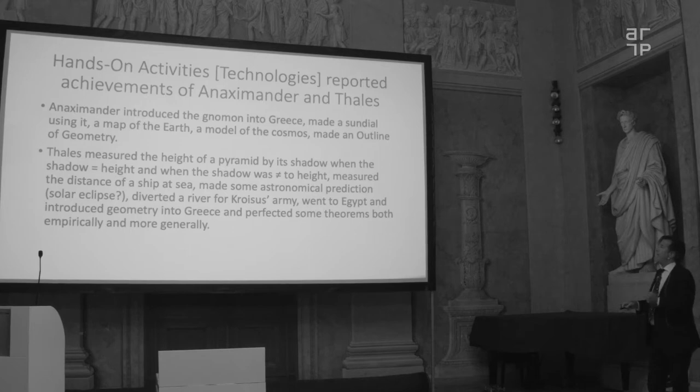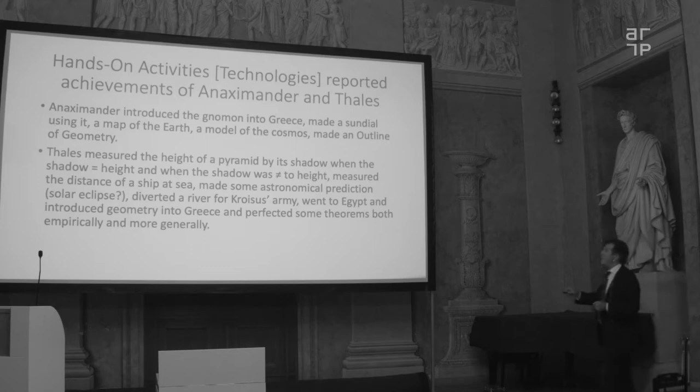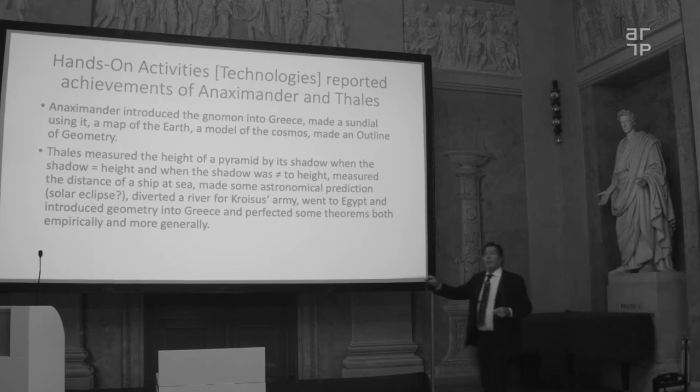Thales measured the height of a pyramid by its shadows when the shadow equals the height, and when the shadow was unequal to the height, measured the distance of a ship at sea, made some astronomical prediction, a solar eclipse, I doubt it, diverted a river for Croesus's army, went to Egypt and introduced geometry into Greece, and perfected some theorems, both empirically and more generally.